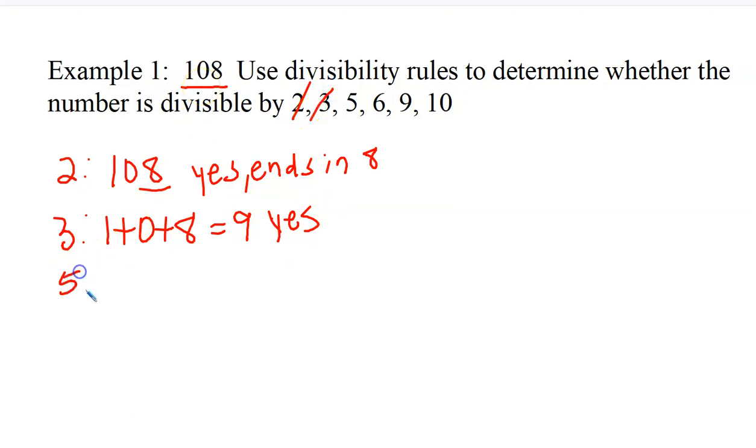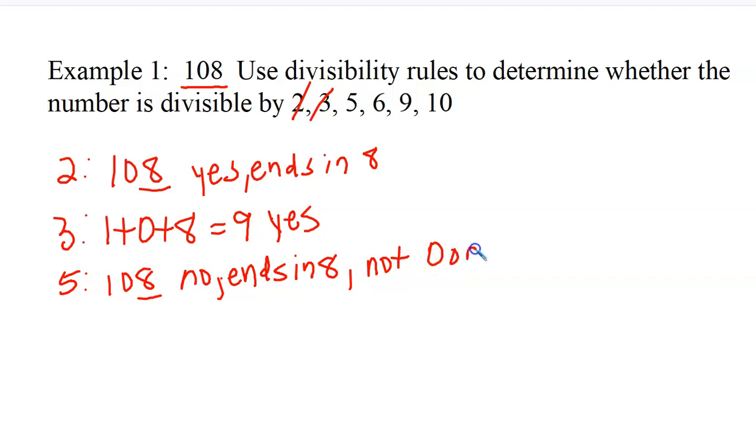Let's move on to 5. I look at the 108. I underline the ones digit. Oops, it has to be 0 or 5 and it's not. And I'll say no, it ends in 8, not 0 or 5.